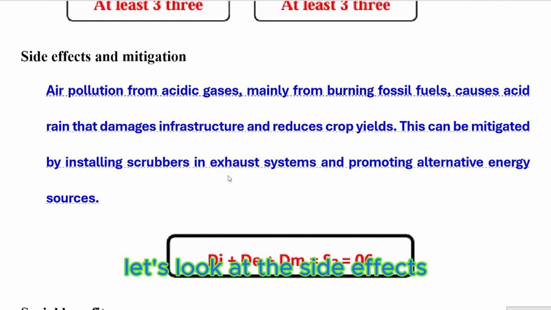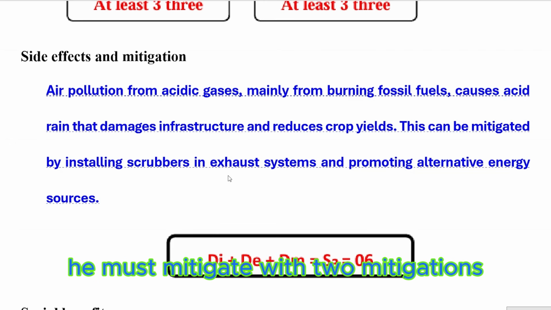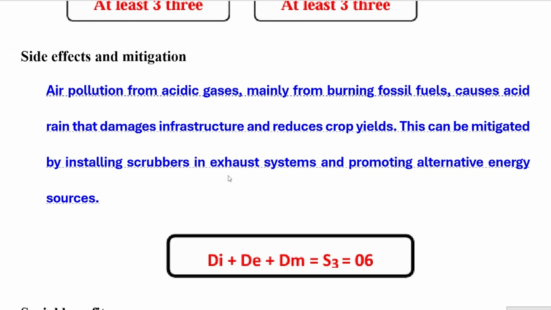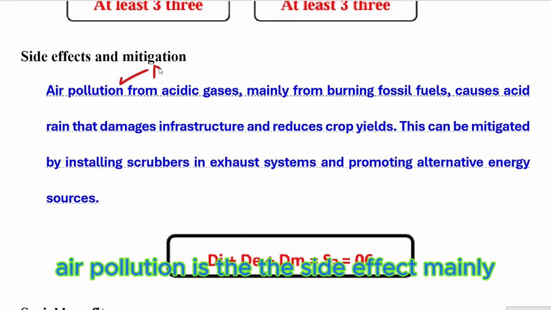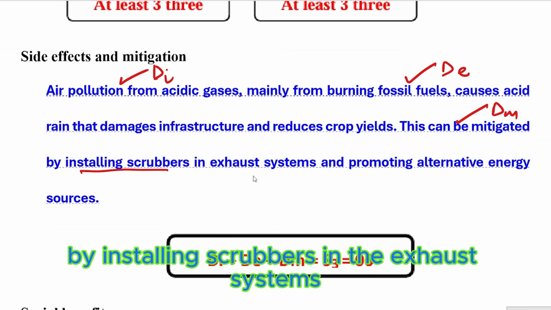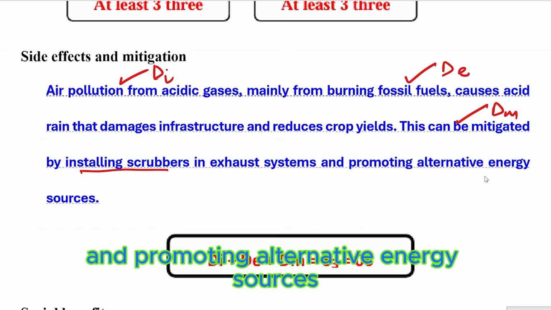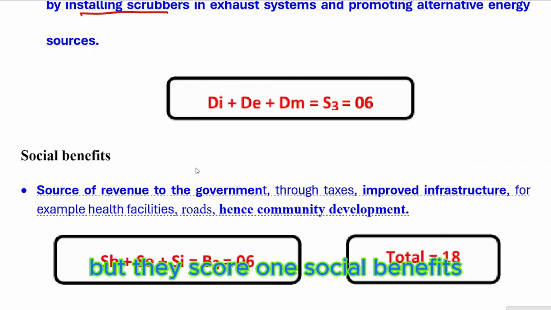Let's look at the side effects. So here the learner must actually put a good explanation. At least we encourage that he must mitigate with 2 mitigations, because 1 mitigation can be weak. Air pollution is the side effect. Mainly, this is the explanation. Then how did he mitigate it? Mitigated by installing scrubbers in the exhaust systems and promoting alternative energy sources. So at least 2 mitigations, but they score 1.